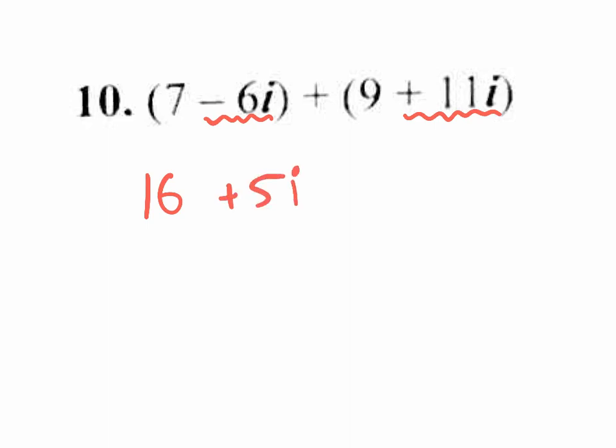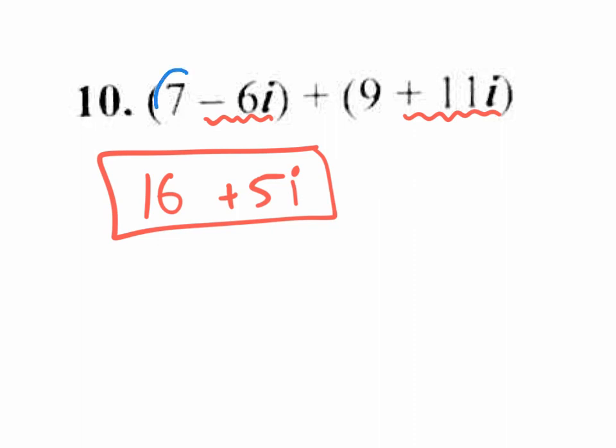Guess what? We're done. Yeah, it's like pre-algebra, right? Just combining like terms. The regular numbers with the regular numbers and the i's with the i's. That's like a free point on tomorrow's test or quiz. Maybe I should have combined 7 with 9. We got 16. Combine negative 6i with positive 11i. We got positive 5i. You always write your real first, your imaginary second.